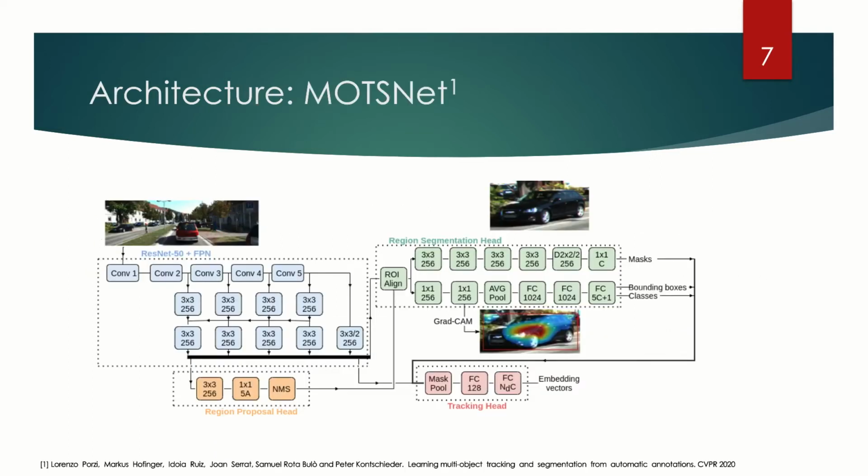As the base model, we use MOTSNet, an architecture that was introduced in our former paper. We have added to MOTSNet two one-by-one convolutional layers in the classification and detection branch of the region segmentation head. This is needed in order to extract activation heat maps, as I will explain later. Essentially, the MOTSNet architecture is a Mask R-CNN with a ResNet50 backbone with an additional tracking head that learns an embedding to associate the objects in order to build the tracks.